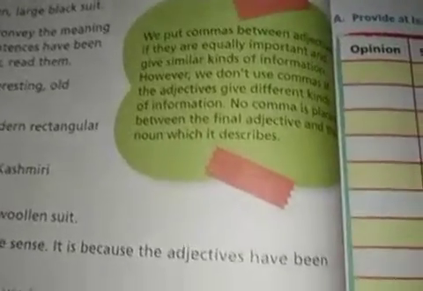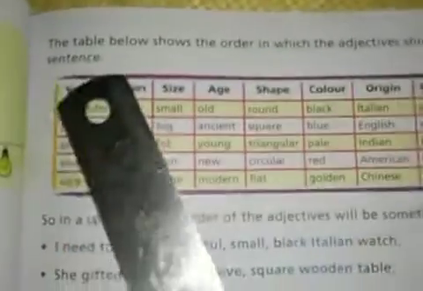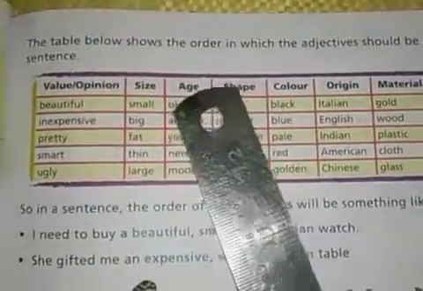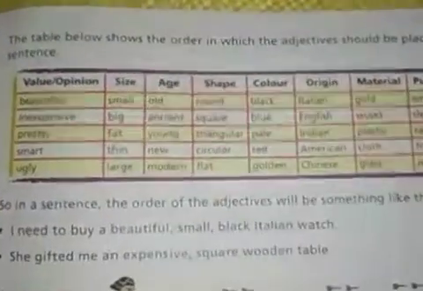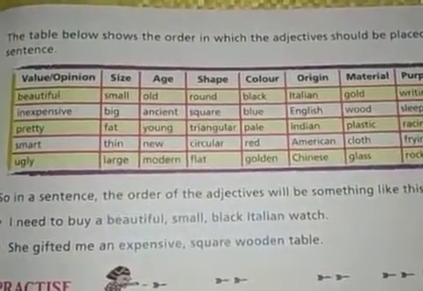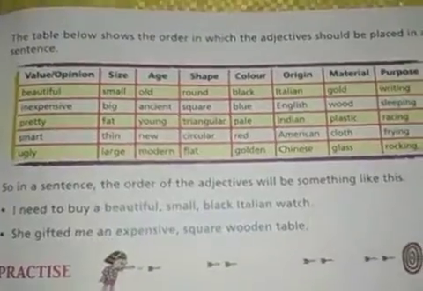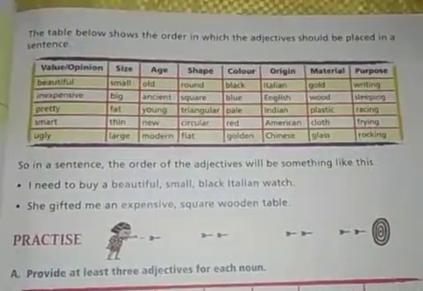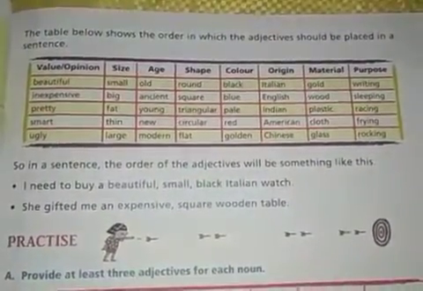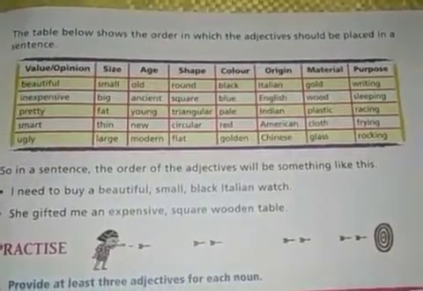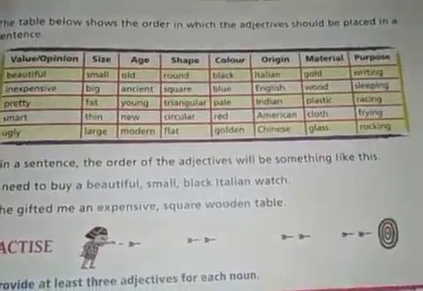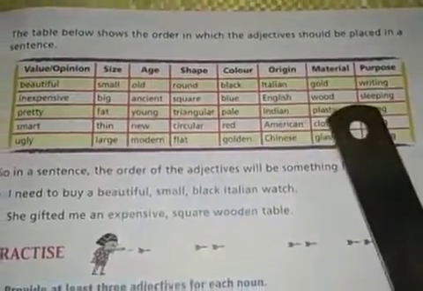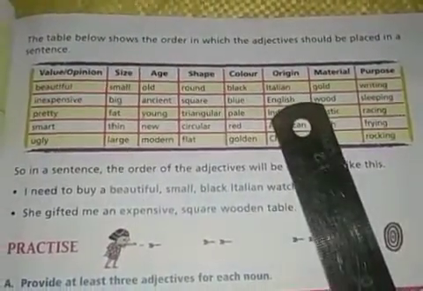Okay, now here is a table. Look at that. The table below shows the order in which the adjectives should be placed in a sentence. So we have been provided with a table that we should keep in mind. When you get 3 or 4 adjectives in a sentence, the sequence in which you will have to put them is written here. This is the formula.